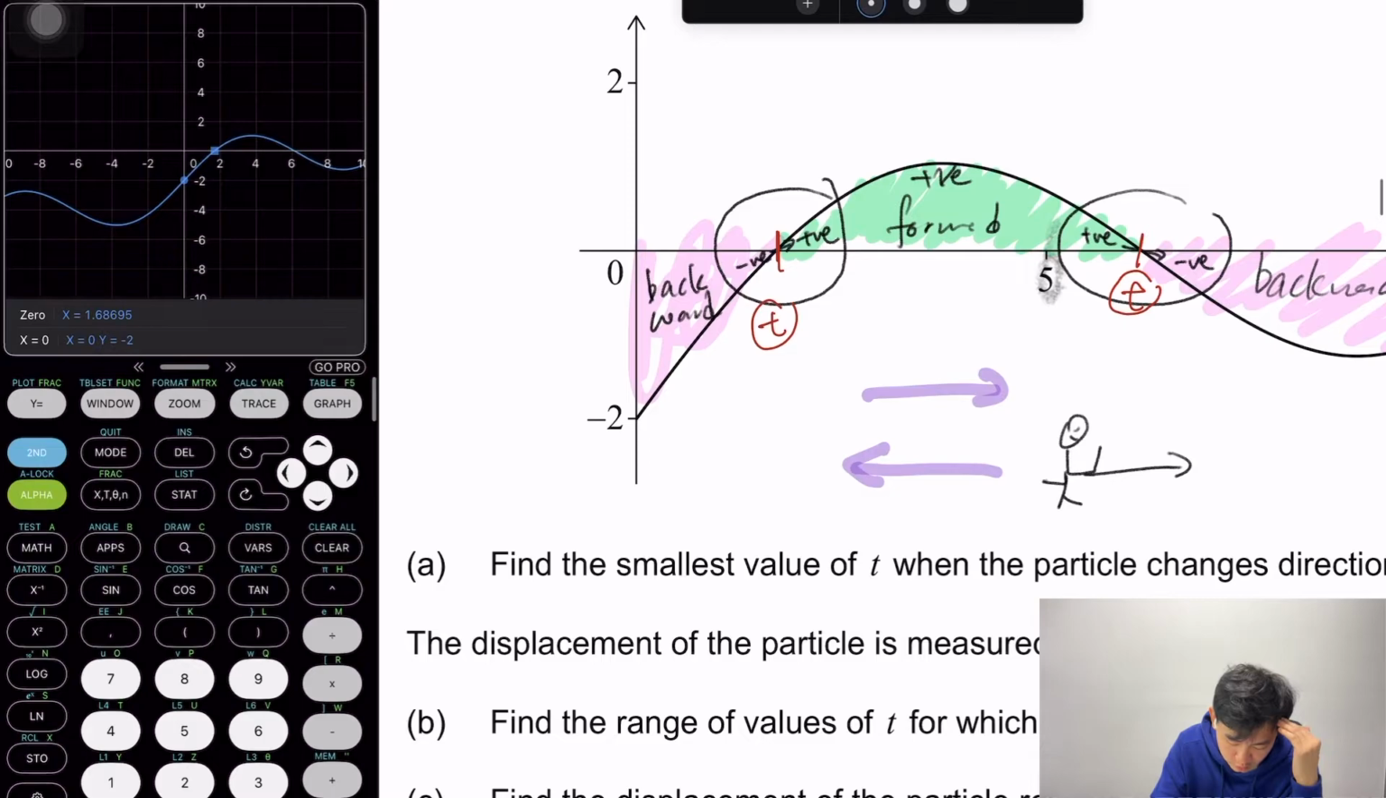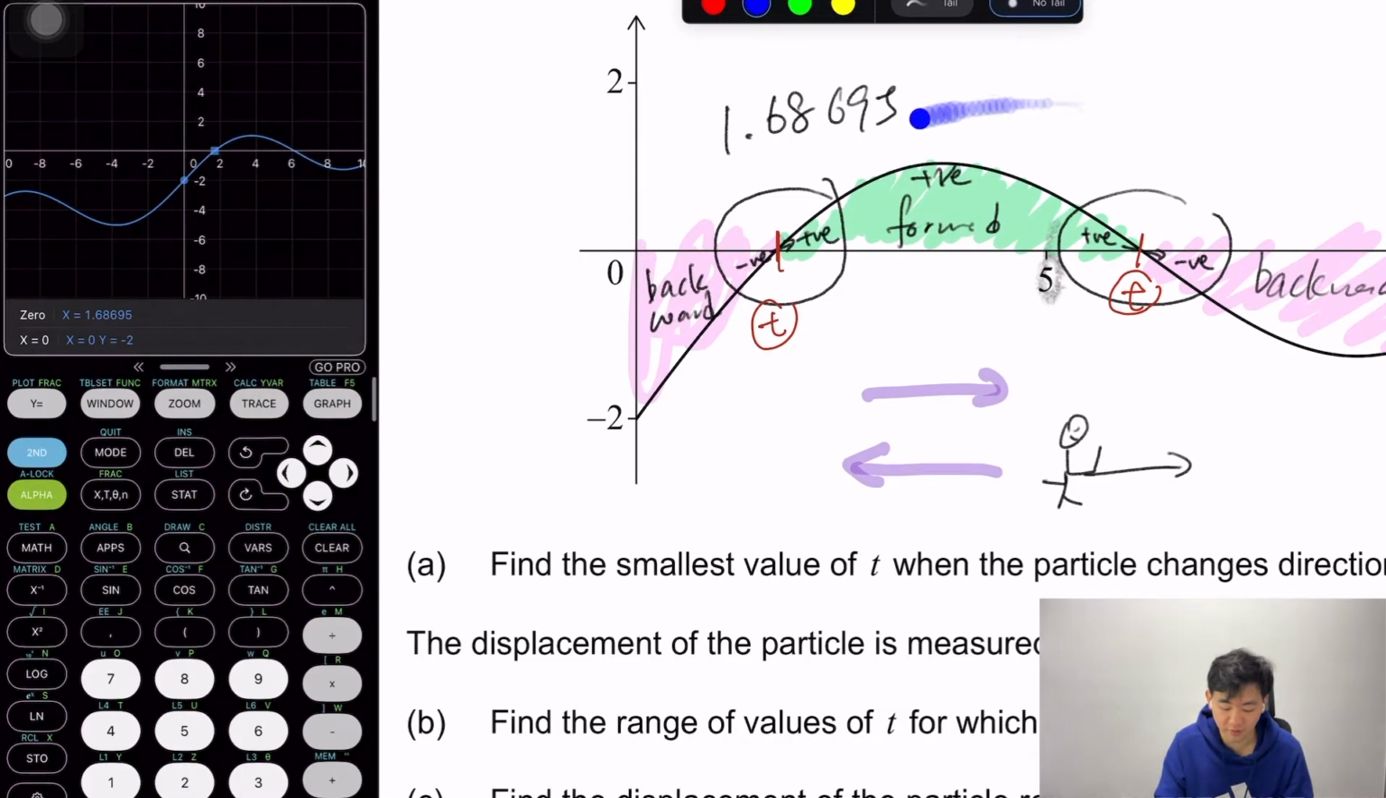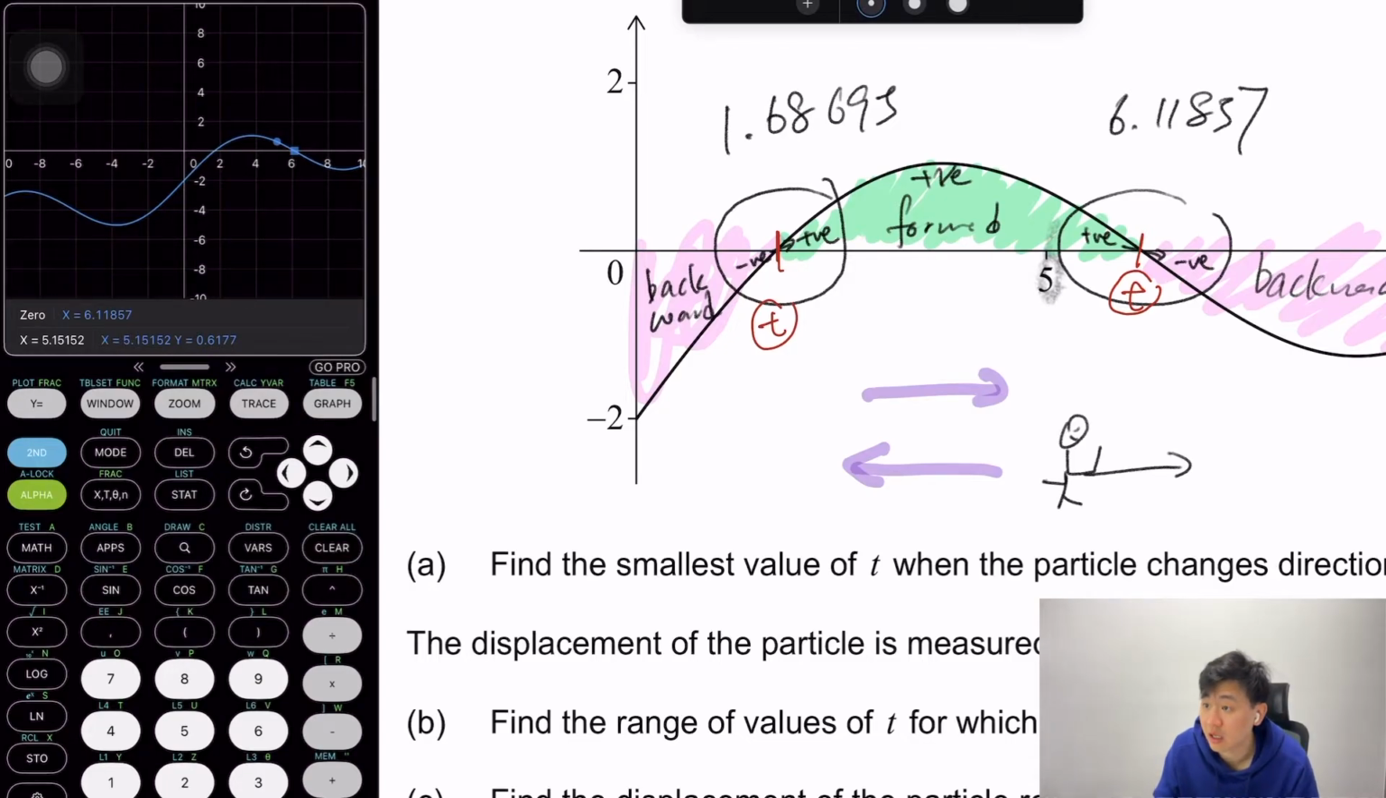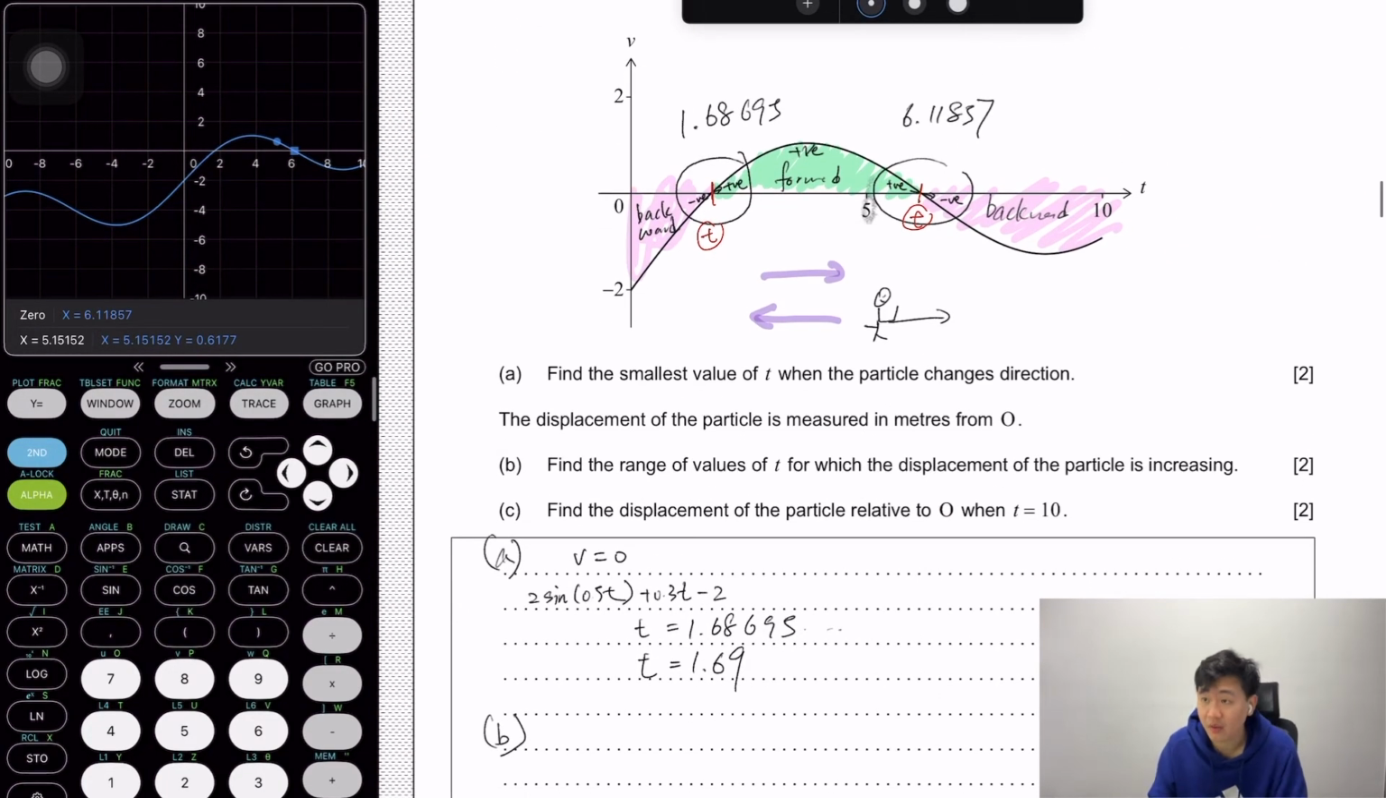So now we plot out the first point, which is 1.68695, right? We have to find the second one, and then we have to find the area that's between these 2 points. So now let's move on and trace what's the next point. Now, they give you the second point. Again, on the graph, you can see that the zero is actually 6.11857. So now from the calculator, we mark it down: 6.11857.